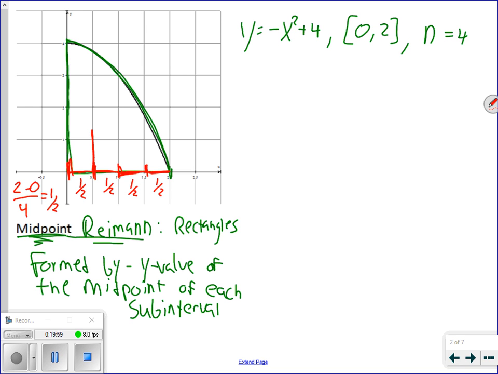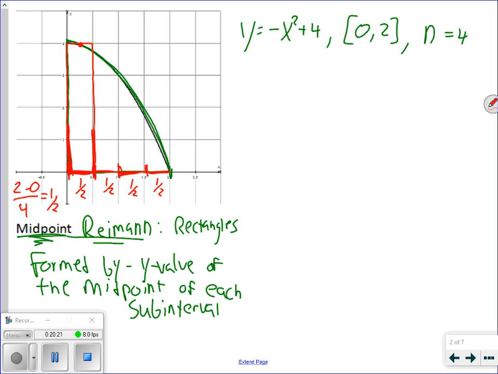So we're still creating rectangles, but for this first rectangle, it's not the left y value, it's not the right y value, it is the value right there in the middle of the two. So not 0 or x equals 1/2, but half of that would be x equals 1/4. That's the y value we go to.